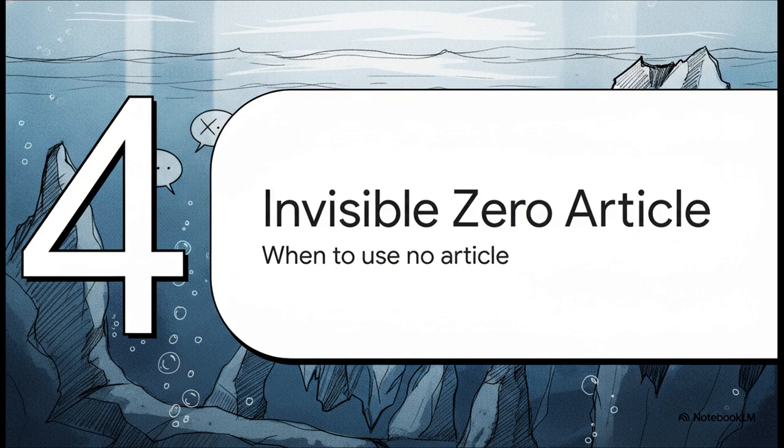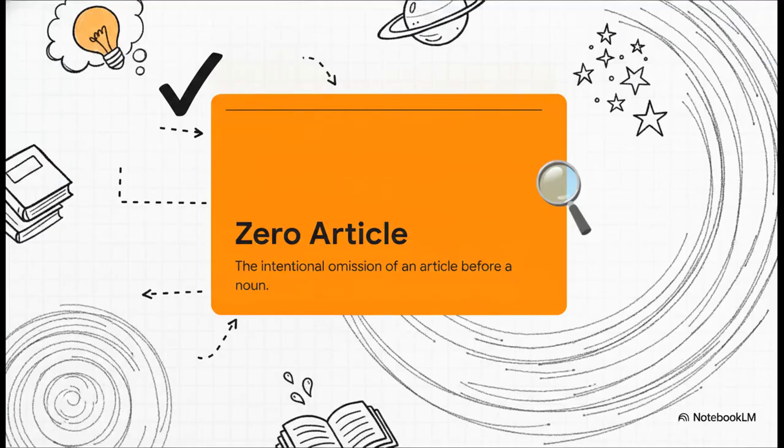All right, Section 4, the invisible zero article. Now we're sinking below the surface of the iceberg down to the intermediate level. We're entering a space where the most powerful word is sometimes no word at all. Welcome to the zero article. This is the intentional omission of an article before a noun.